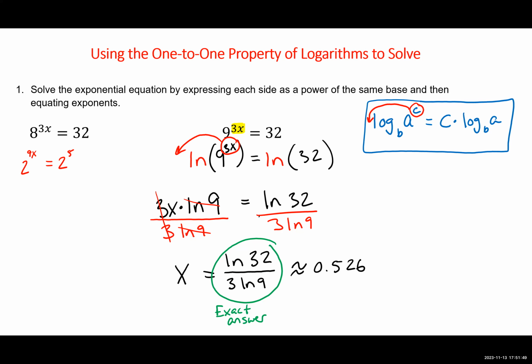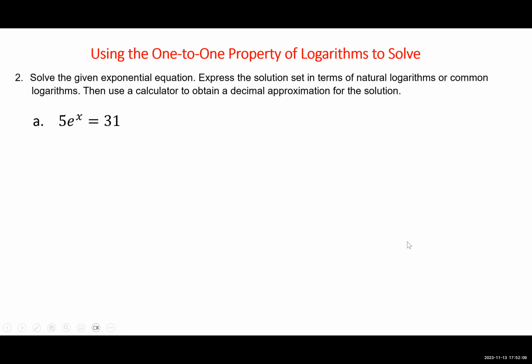All right, so we got the exact answer. We got the decimal approximation. All right, so let's move on. I mean, these problems are all, big picture approach is more or less the same. We want to solve either an equation where the variable is an exponent or the variable is part of a logarithm.